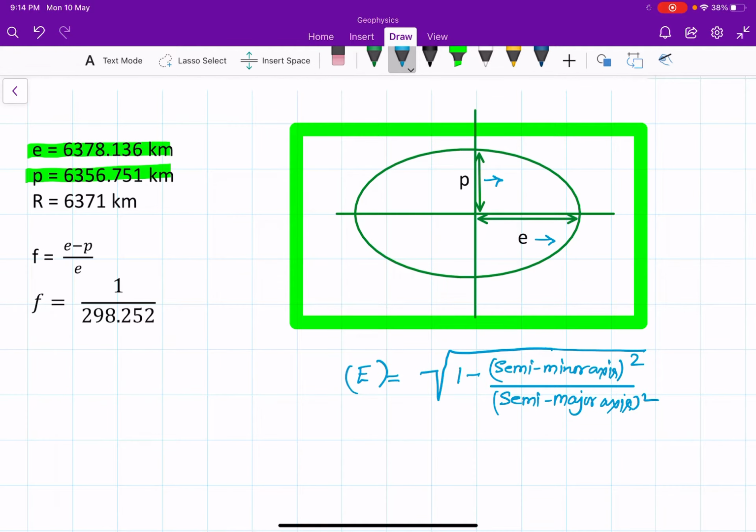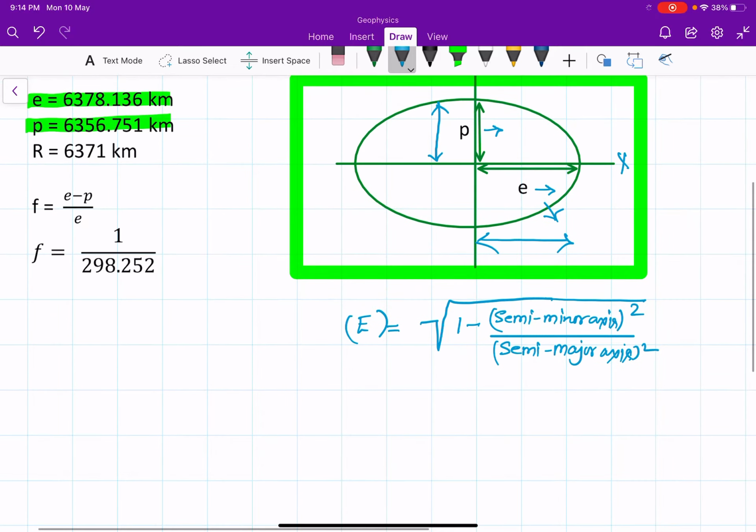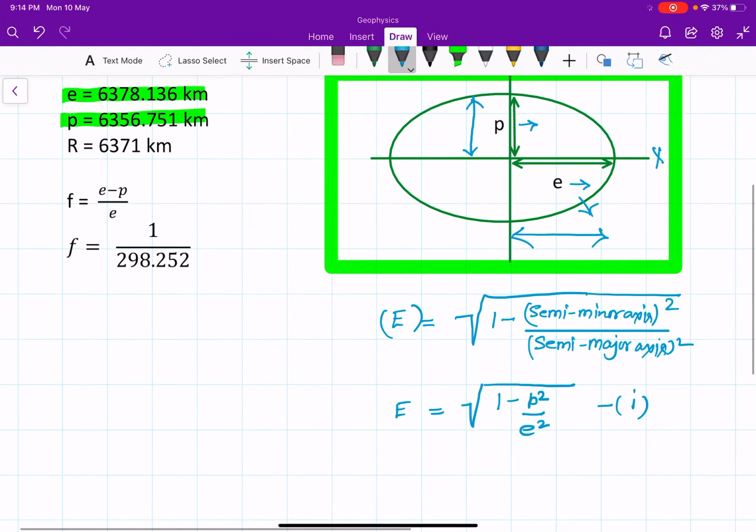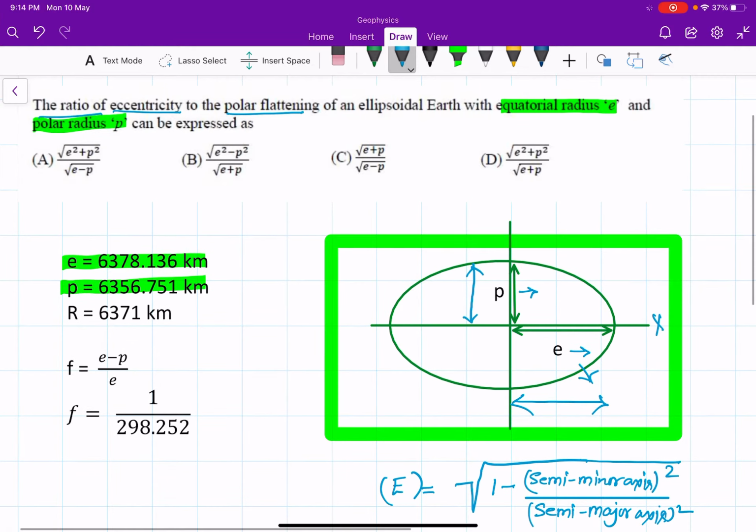For an ellipse, this is the x-axis, so this value will be known as the semi-major axis, and this value will be known as the semi-minor axis. So from the figure, e will be the square root of 1 minus P squared divided by E squared, where P is the semi-minor axis and E is the semi-major axis. Consider this as equation number 1. This is the expression for eccentricity of an ellipse.